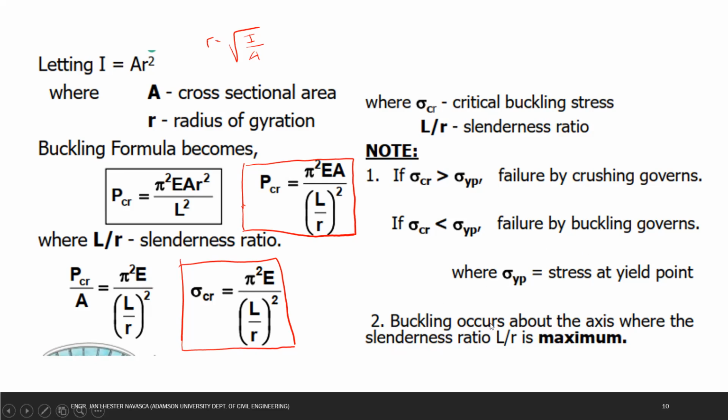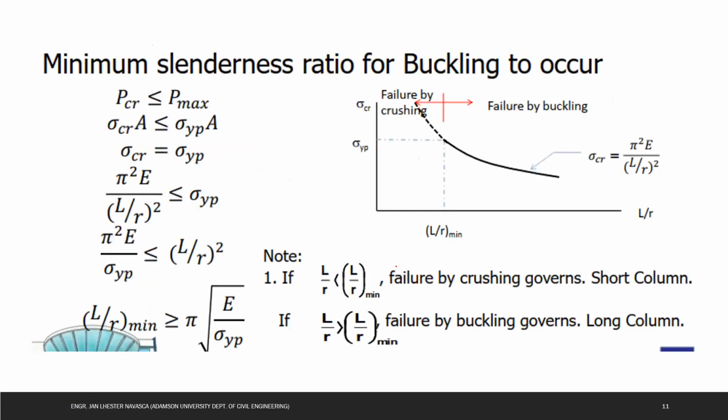Okay, so buckling occurs about the axis where the slenderness ratio L over r is maximum. So please take note of this one. Buckling occurs at the axis of the maximum slenderness ratio. Okay, maximum slenderness ratio. Then we also have a graph of failure by crushing and failure by buckling depending on the slenderness ratio.